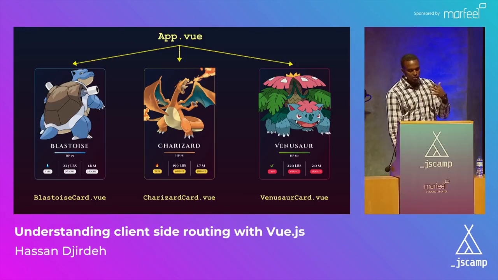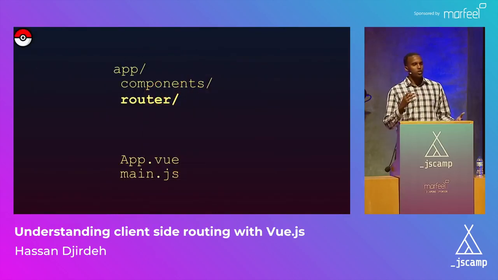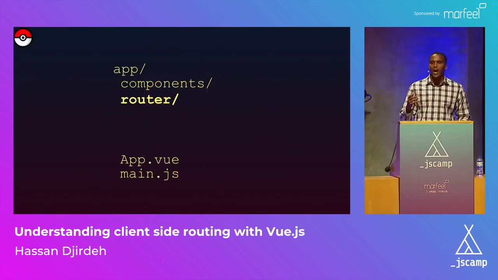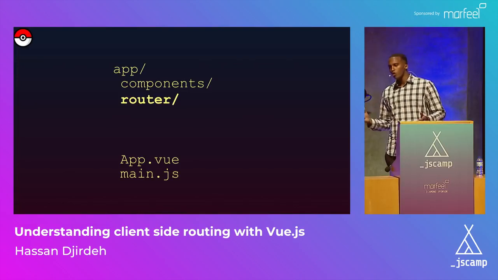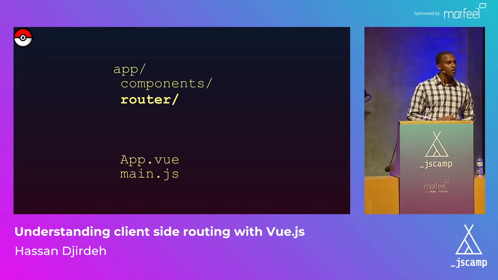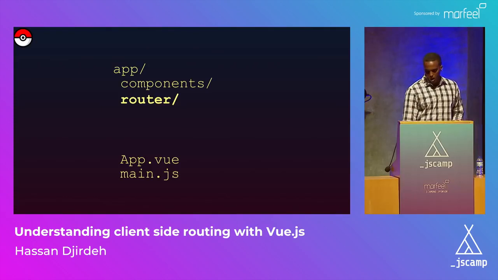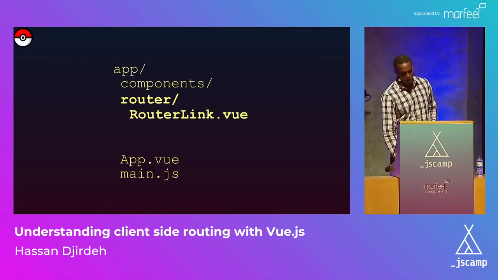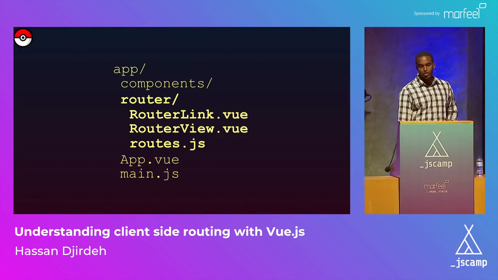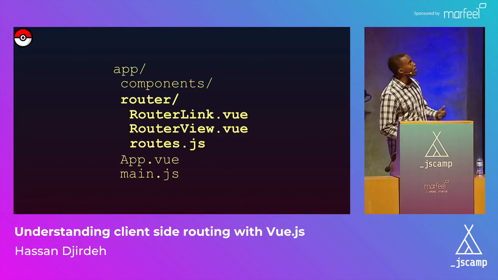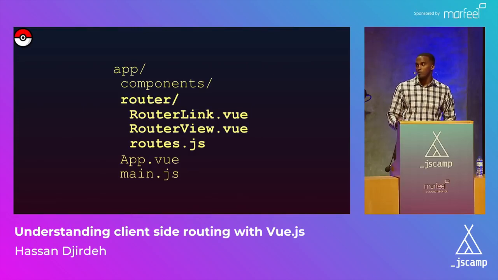All right, so we have an idea of the game plan, and we have our presentational components prepared. Let's go about actually building the router. We'll build all the router files within a single router folder, and we'll have 3 files in total: a router link.vue file, a router view.vue file, and a routes.js file. As we can see, router link and router view are components, while routes.js is just a simple JavaScript file.